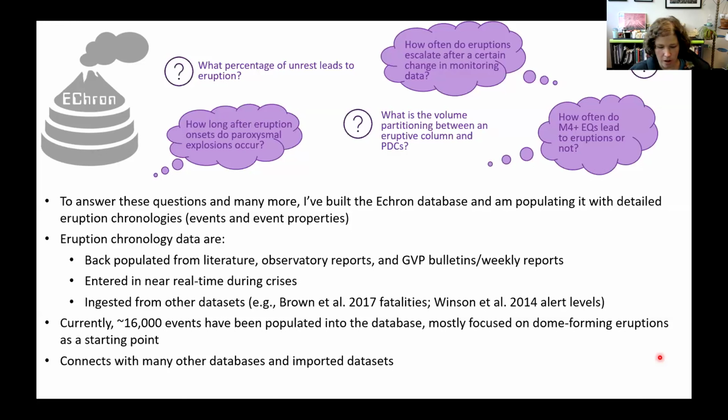From literature, from observatory reports, I populate real-time chronologies while we're responding to a crisis, and I ingest a lot of other data sets that have useful information. Right now, there's about 16,000 events in the database, and right now it's mostly focused on dome-forming eruptions as a starting point. And it's designed to connect with many other databases.